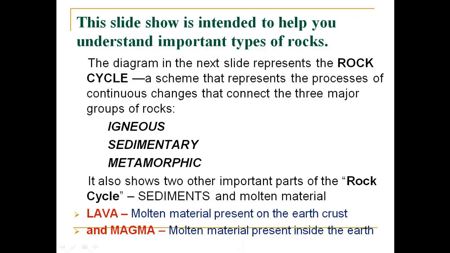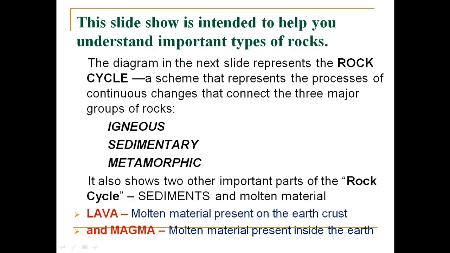After knowing the basic characteristic features of minerals and rocks, now we'll understand how such rocks form. Now this slide is intended to help you understand the important types of rocks. With the help of this diagram that represents the rock cycle, a scheme that represents the processes of continuous change that connects the three major groups or genesis of rocks as follows: igneous rock, sedimentary rock, and metamorphic rock. It will also show the two important parts of the rock cycle, that is sediments and molten material.